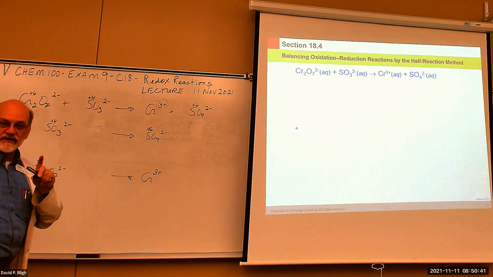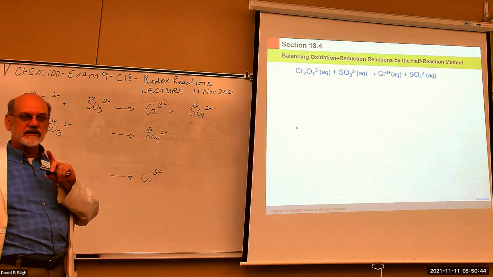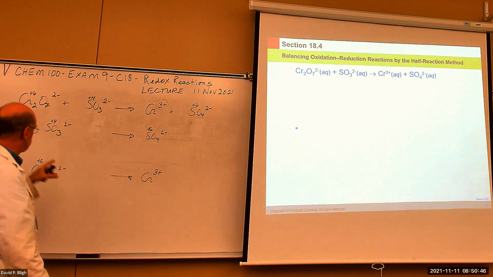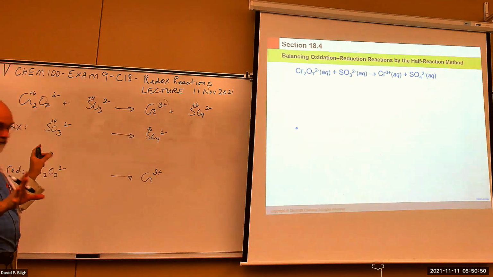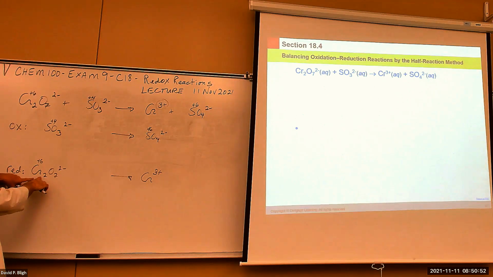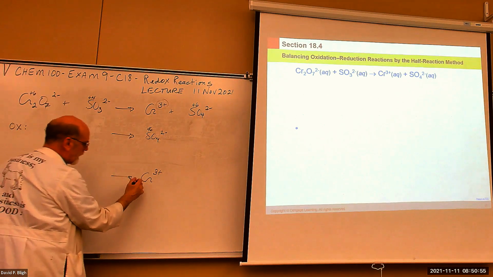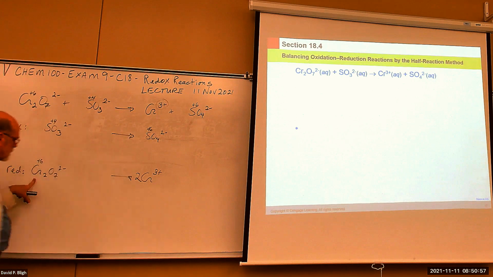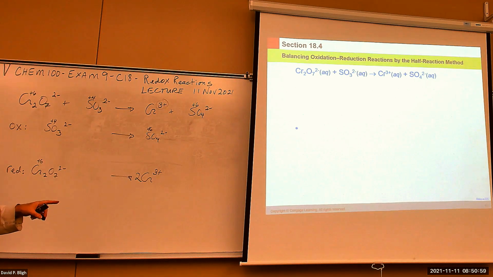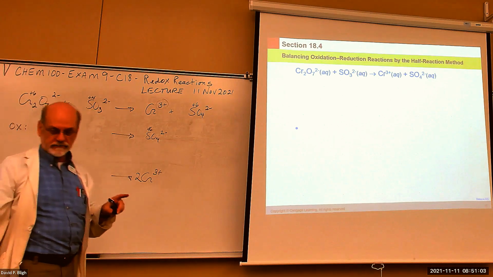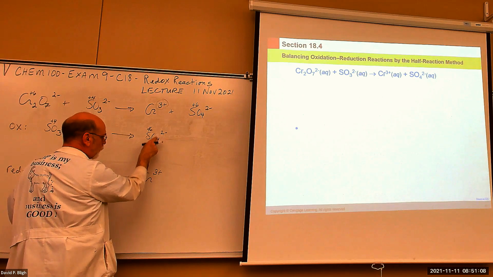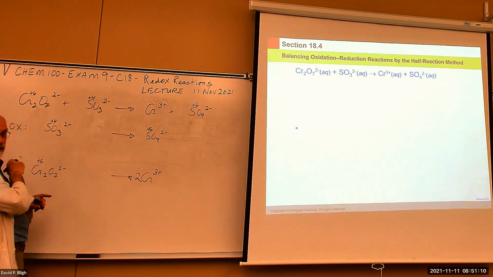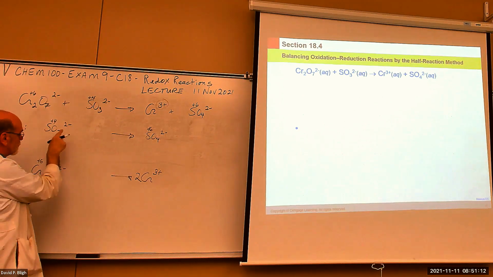First thing we do is balance elements that are not oxygen and not hydrogen. So 1 sulfur, we're good. Here we have 2 chromiums and only 1 here. So that's 2 chromiums. Okay. Now we balance oxygens with water. Okay. We have 4 oxygens here and 3 there. We need 1 more oxygen over here.